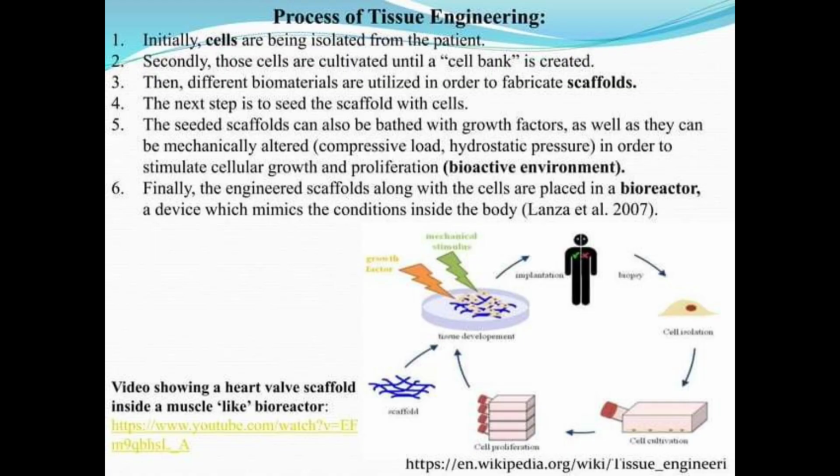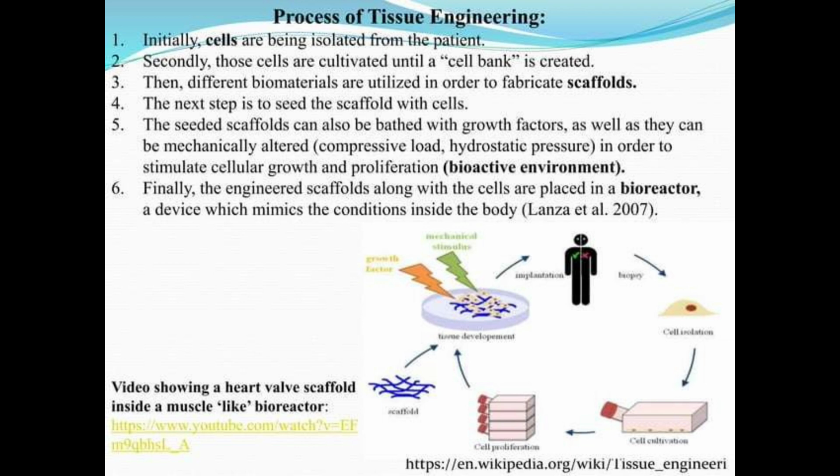So initially the cells are isolated from the patients and then cultivated in the cell bank. The different biomaterials are utilized to fabricate the scaffold. The next step is to seed the cells over the scaffold. Then the seeded scaffolds are added with our growth factors. It may be hormones or cytokines.